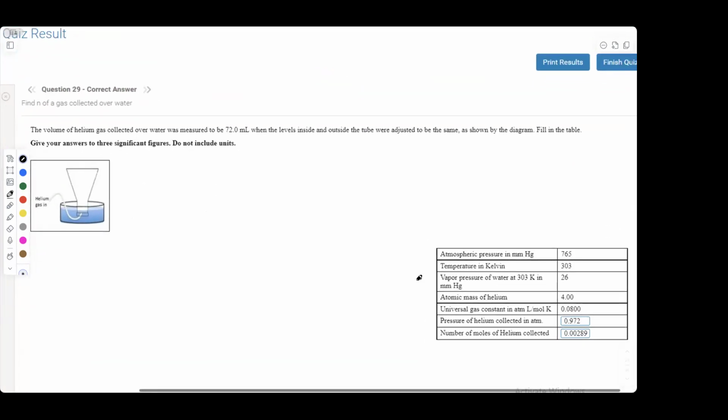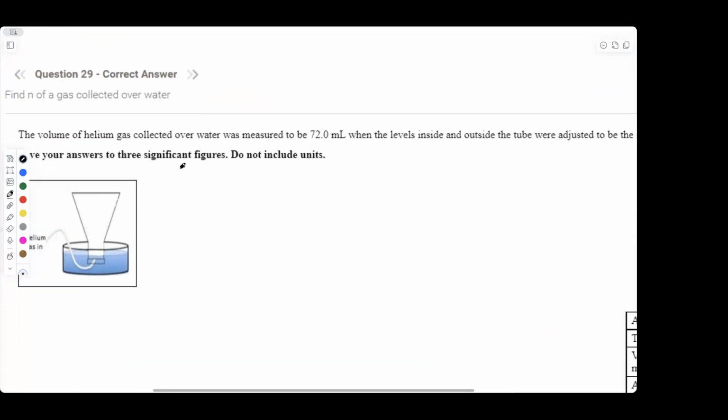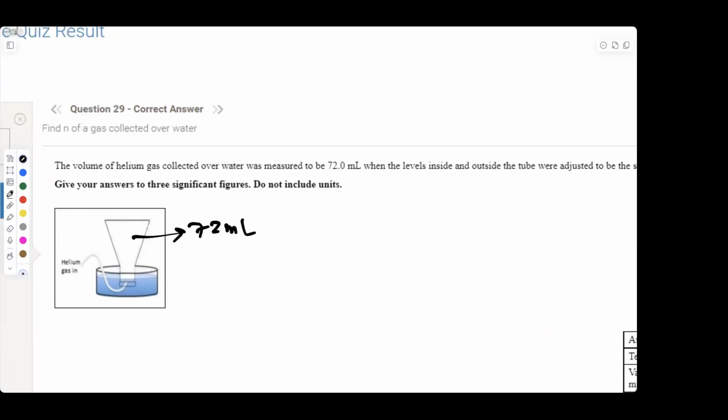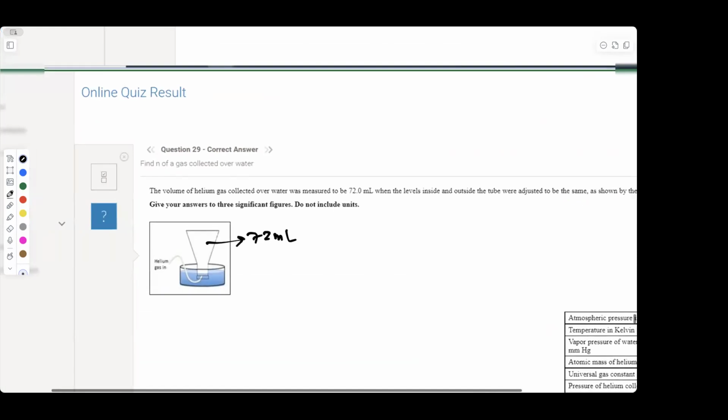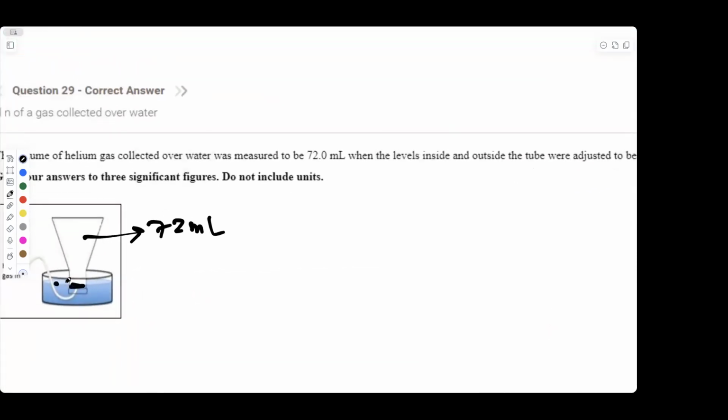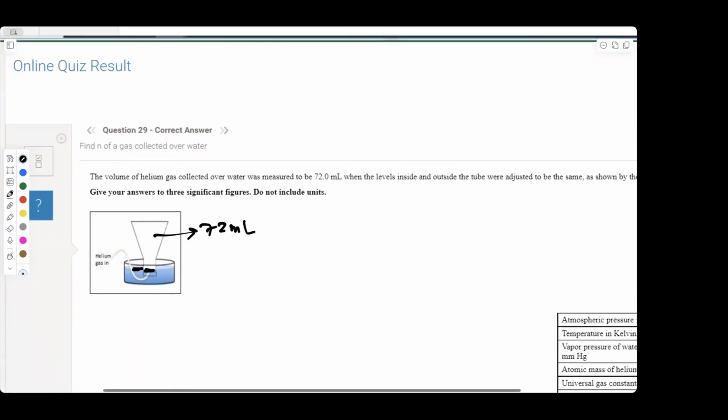This is the question that we use to find the volume of helium gas collected over water, which was measured to be 72 milliliters. When the levels inside and outside were adjusted to be the same, what does outside and inside mean? It means the level of the liquid here and the level of liquid here is the same. So this means that the pressure inside here is equal to the atmospheric pressure.